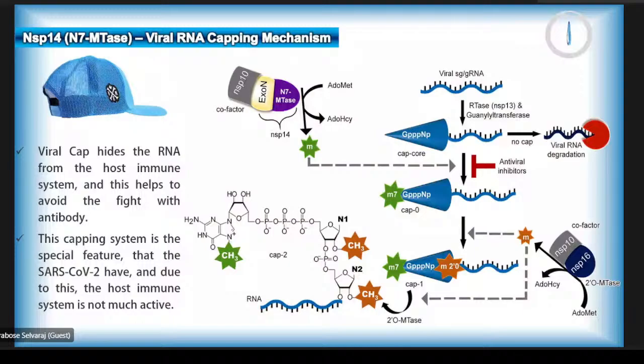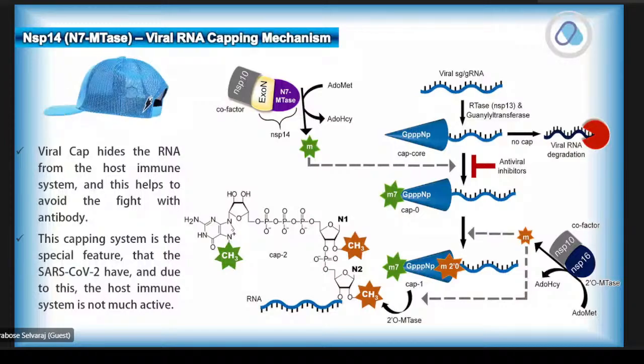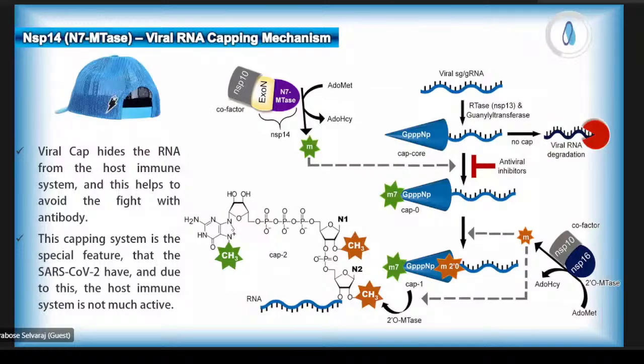That is the reason we have chosen this particular protein, NSP14. We call it N7-methyltransferase, that is MTase. This capping system has to be properly checked for inhibitors. Only then can we inhibit the virus at the beginning stage of infection itself. These are the mechanisms involved. We call this the viral RNA capping mechanism. This clever mechanism is not available in SARS-CoV, but it is available in SARS-CoV-2.